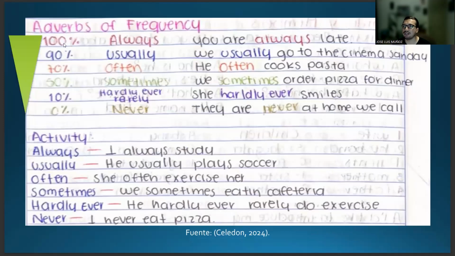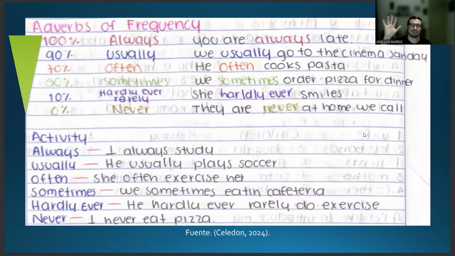Then we have adverbs of frequency. I recommend the adverbs of frequency at first when you are learning English, you know? You have here, you never do that, didn't do that. You use never. They are never at home, we call. Then in the 10%, you have hardly ever, rarely. She hardly ever, rarely smiles.